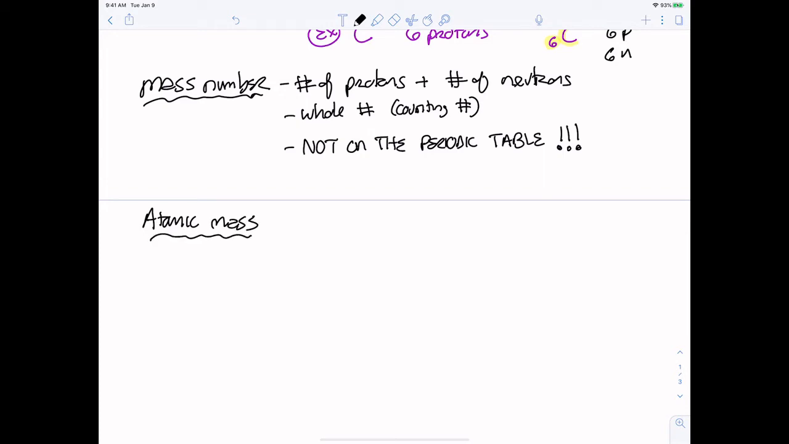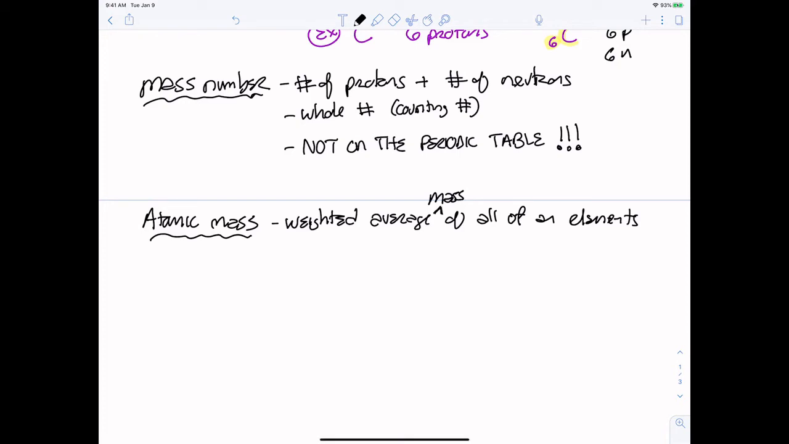Atomic mass is the other number on the periodic table, and this was a weighted average of all of an element's weighted average mass. Sorry, I forgot that one. That's an important what it is that we're measuring. We're measuring the mass. So weighted average mass of all of an element's naturally occurring isotopes. Which we should probably review also.